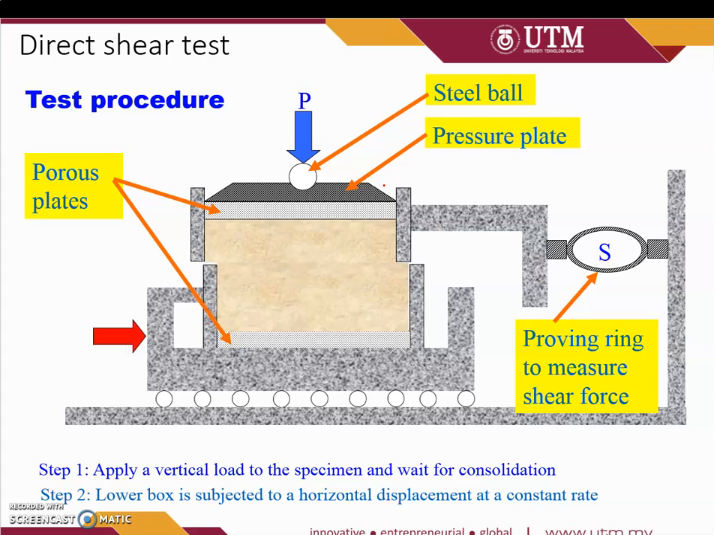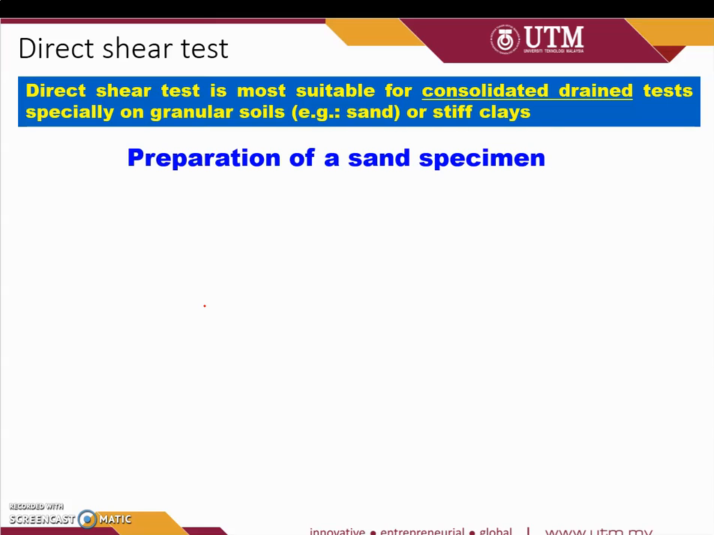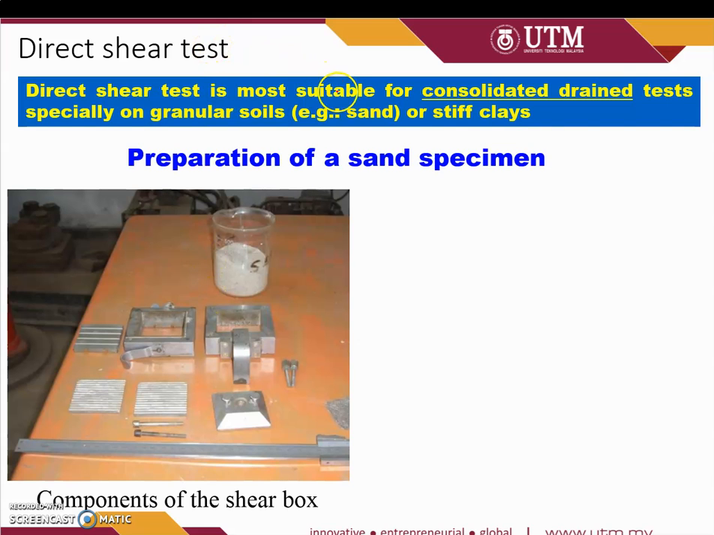So let's see more. First step, we apply the vertical load and wait for the consolidation if we have a saturated soil sample or sand soil sample. And secondly, once the consolidation is stable, we apply the shear force on the lower box, the tau, the shear strength. So the direct shear is most suitable for the consolidated drained test.